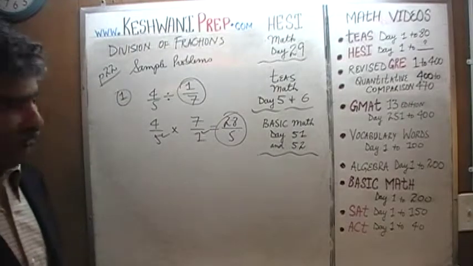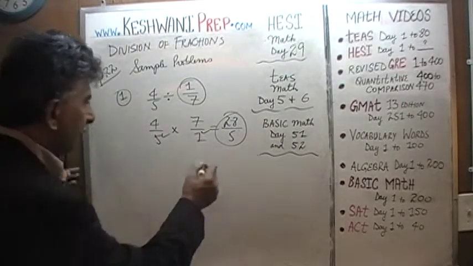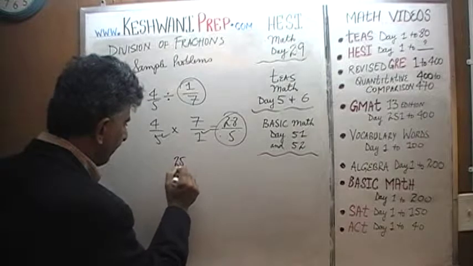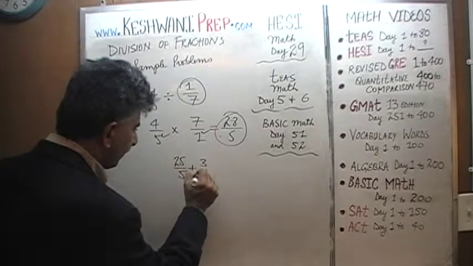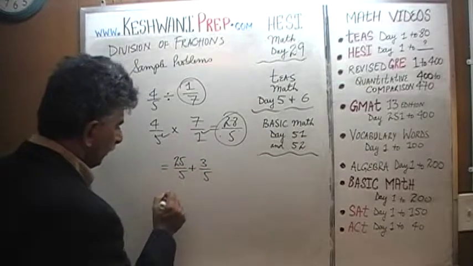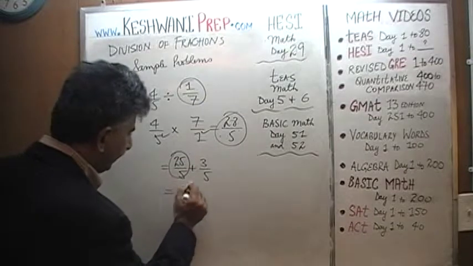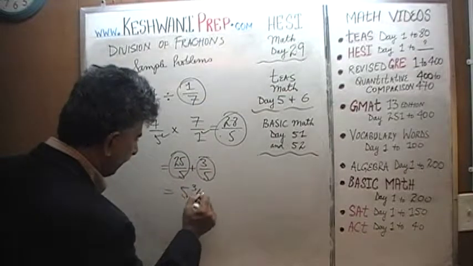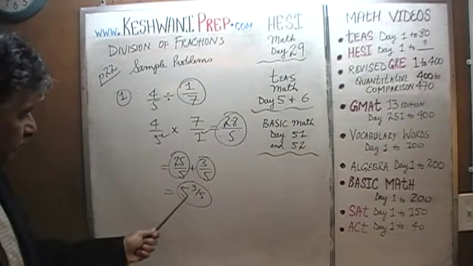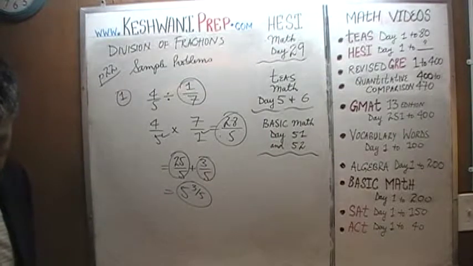We cannot leave it like this, it's an improper fraction, so we have to work on it. 28 over 5 is the same as 25 over 5 plus 3 over 5. And 25 over 5 is just 5, so we have 5 and 3 fifths. The answer to this problem is 5 and 3 fifths. Let's do the next one, shall we? Number 2.